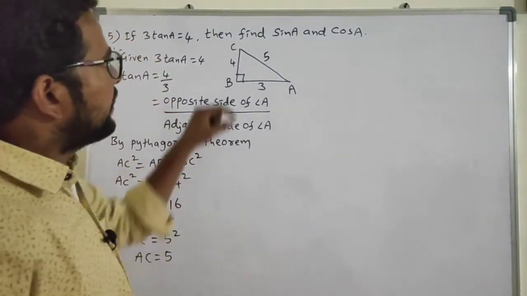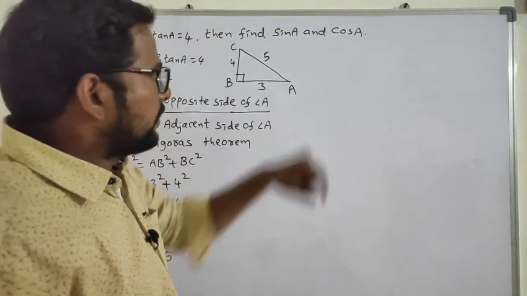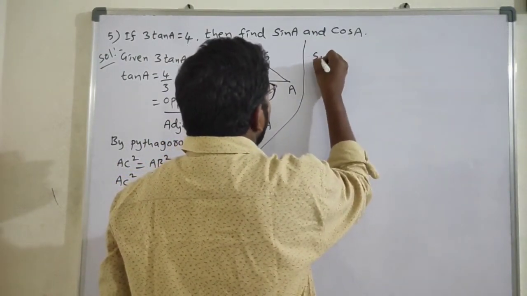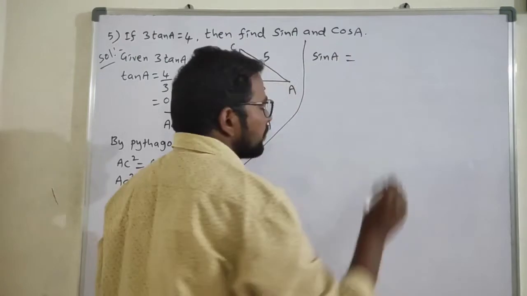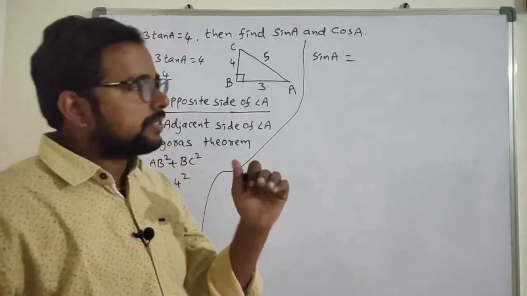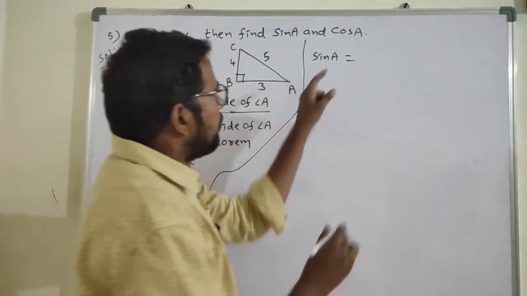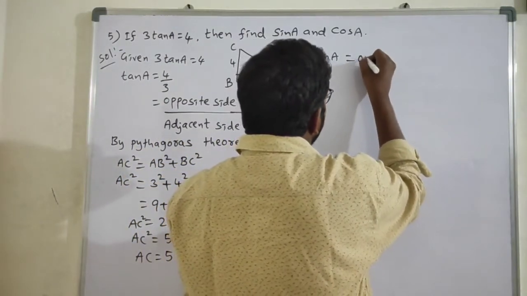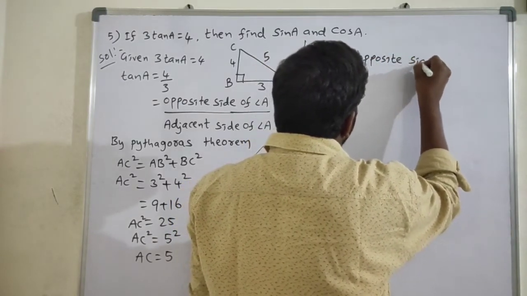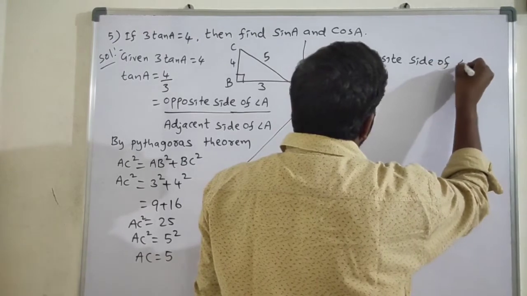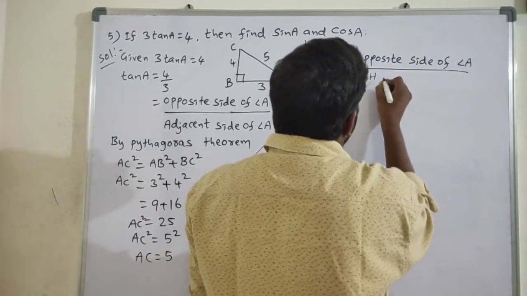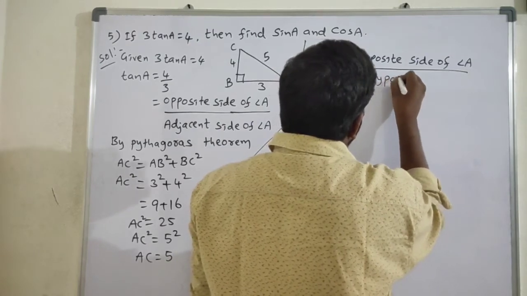Now which ratios do we have to find? sin A and cos A. So sin A is equal to, what is the sin ratio? Sin theta is equal to the opposite side of angle theta by hypotenuse. Here the angle is A. So opposite side of angle A by hypotenuse.